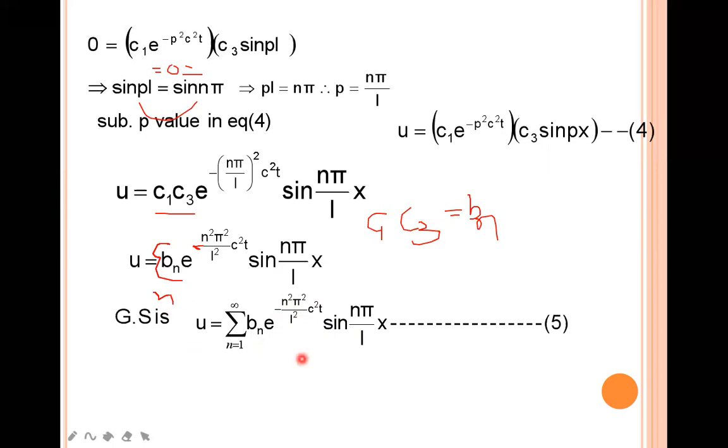Now use the third boundary condition, that is u of x comma 0 equal to f of x. So put t equal to 0 in this. If we substitute t equal to 0 and u equal to f of x, e raised to 0 is 1. Therefore we get f of x equal to summation n equal to 1 to infinity bn sin (n pi by L) x.